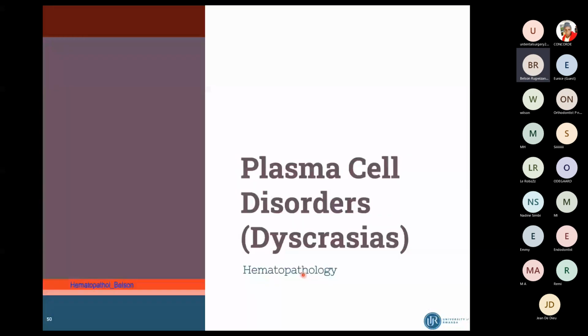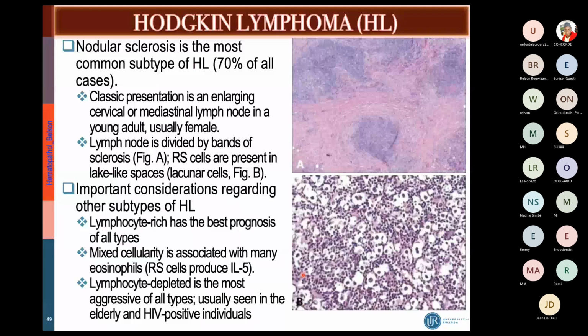So we went back. Okay. So the nodular sclerosis is the most common subtype of Hodgkin lymphoma, the classical type.